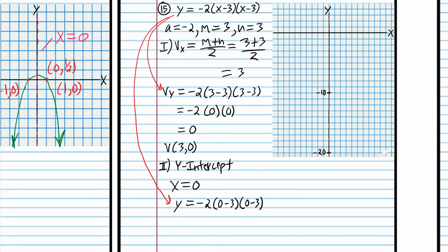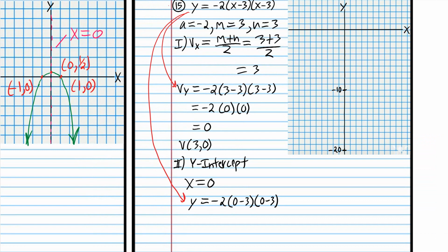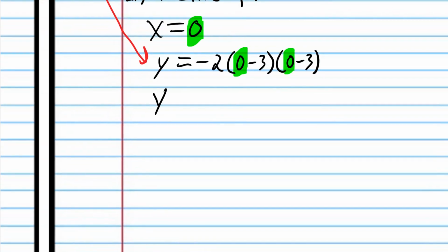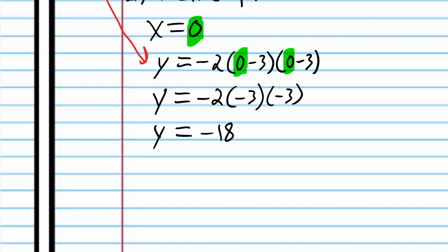Just to be absolutely clear, we got this 3 from there, and we got this 0 from there. Do the math, and we have negative 3 and negative 3. And that's going to be negative 18. So the y-intercept is 0, negative 18.